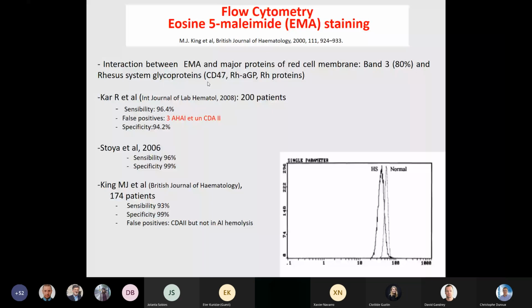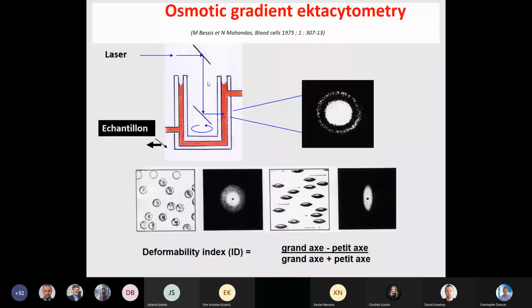The problem is when you have a lower decrease, between, we could say, 11 and 21%, the diagnosis of spherocytosis is less accurate, and some very mild cases of spherocytosis can also have a normal EMA staining. So it cannot totally rule out spherocytosis if you have a little decrease, but not enough, in the fluorescence intensity. And it is then in this situation that it's useful to perform more sensitive tests. And the most sensitive test in terms of spherocytosis is osmotic gradient ektacytometry.